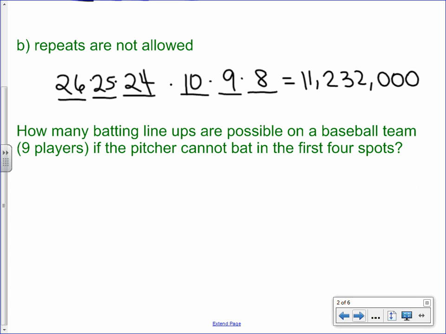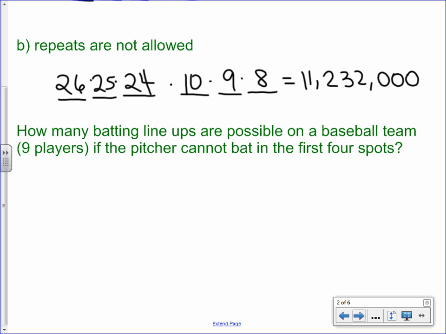All right. How about this one? I like this problem. And you'd be able to wrap your head around this problem. How many batting lineups are possible on a baseball team? There are 9 players. If the pitcher cannot bat in the first 4 spots. So we're talking about like a National League team here.